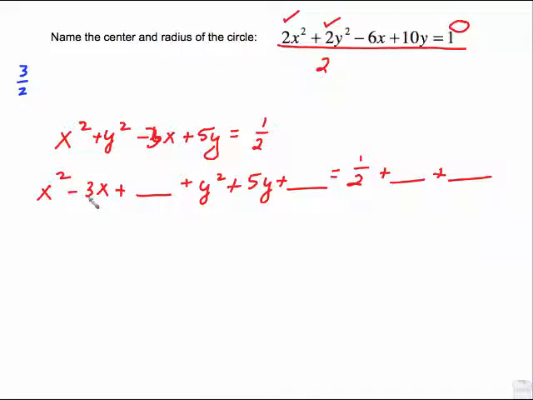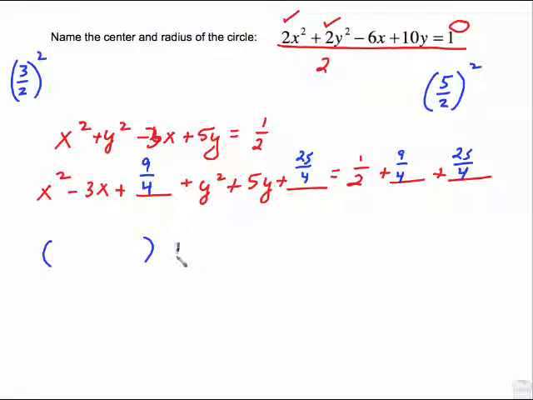So to me, the easy way to get half of 3 is just put 3 over 2. And then square it. When you square a fraction, you square the top and you square the bottom, so we get 9/4, and I need to remember to add 9/4 to this side. Same thing here. To do half of 5, I just stick 5 over 2, put it in parentheses and square it. Square the top gives me 25, square the bottom gives me 4, add that to the other side.